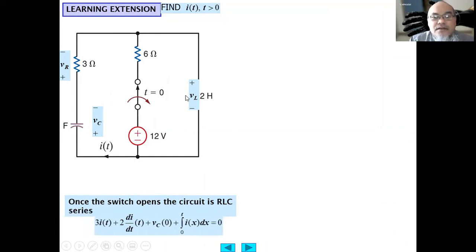The initial condition here is given. This initial condition is not given. Once the switch is open, this is the equation: 3i plus 2 di/dt plus Vc, the initial voltage at the capacitance, plus the integral of 1 over L i dx, at the inductance.